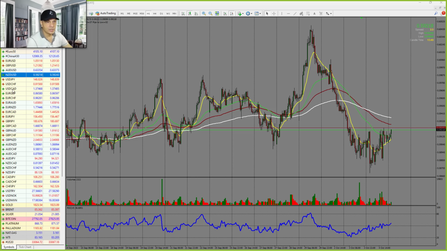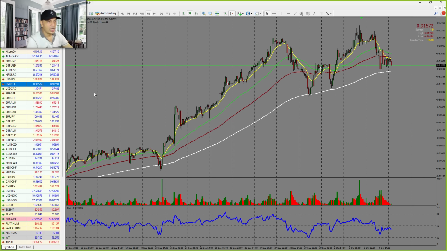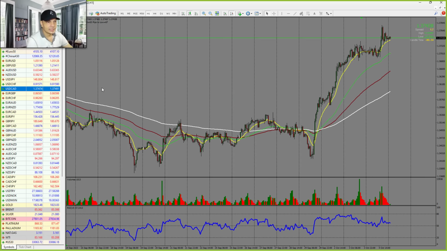Everything has a reason in Forex. Just like dollar Swiss franc, we have this big move with the Federal Reserve announcement, and then we have this other bigger move the next day. There is a reason for it, and then we have the continuation. Let's look at the US CAD.